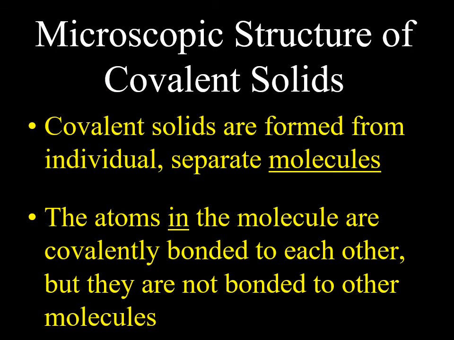So giving you something to actually write down here, because I know I said a lot of things on the last slide, but nothing was written on it. Covalent solids are formed from individual separate molecules. We have covalent molecules. So we could say covalent compound, we could say covalent molecule. Those are used interchangeably, but we don't really apply the word molecule to ionic compounds because they don't form individual separate molecules. The atoms in the molecule are covalently bonded to each other, but they are not bonded to other molecules.